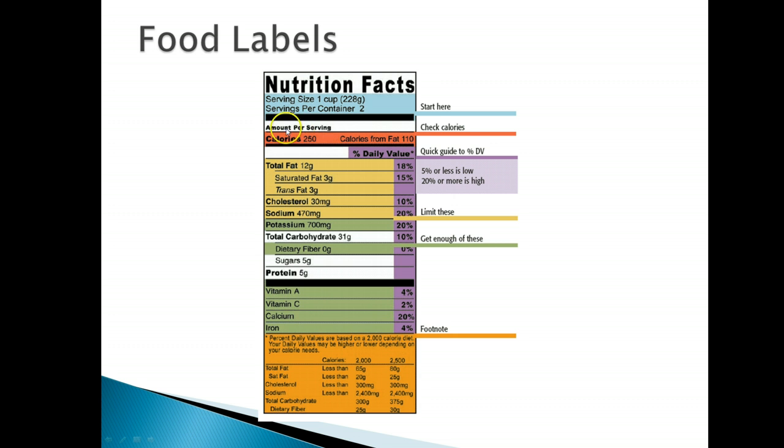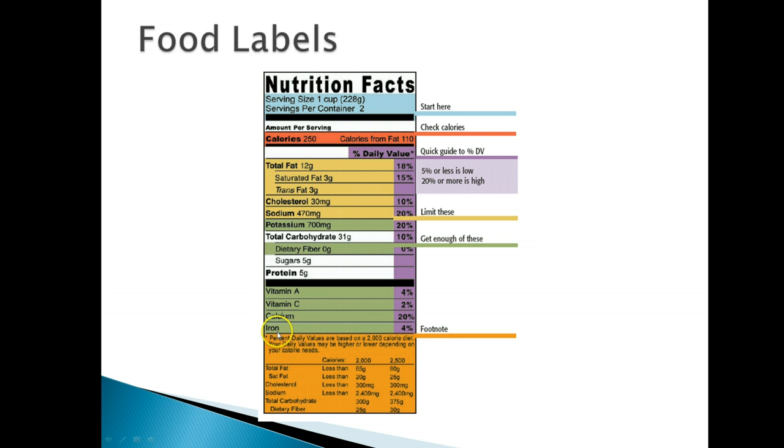Below that, you'll look at the number of calories. This shows how many calories are in 1 serving, not in the entire package, but only in 1 serving. So if you eat 2 cups of this, or the whole container, you're going to get 500 calories. It also shows you how many calories you get from fat. This particular food item has 110 calories from fat. Okay? Next, I want to skip all the way down to the bottom.